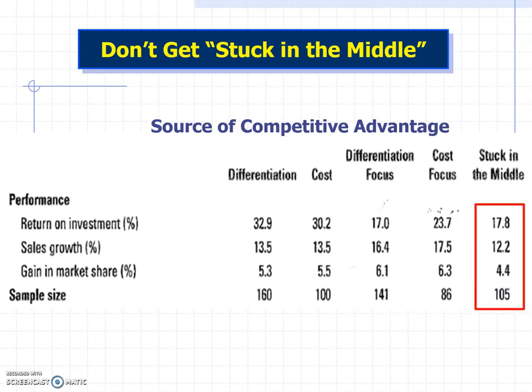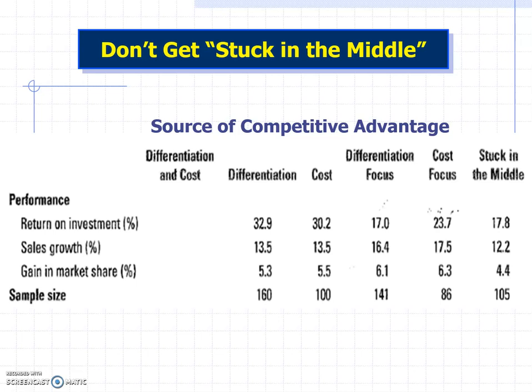But then if you look at stuck in the middle, this gives the lowest performance overall, right? The overall return on investment is relatively low. It's the lowest in terms of sales growth and the lowest in terms of gains in market share. But something interesting from this research is that a company that pursues both differentiation and cost, what do you think they do?